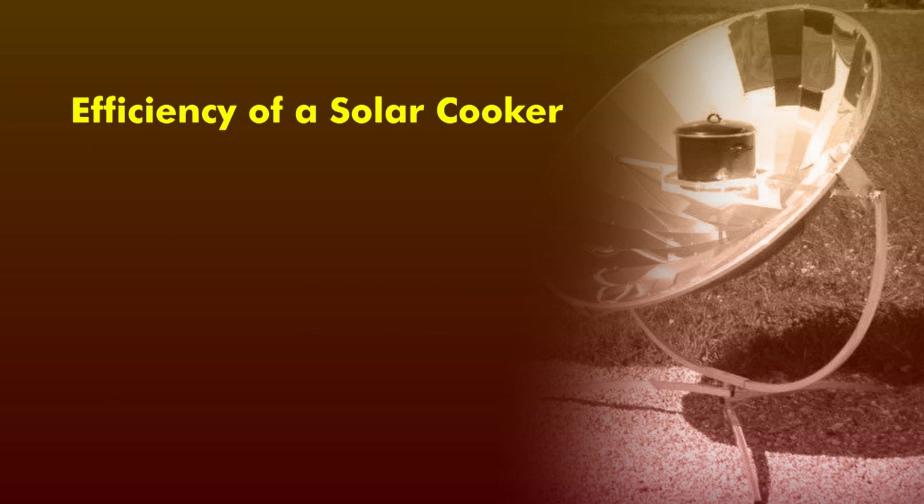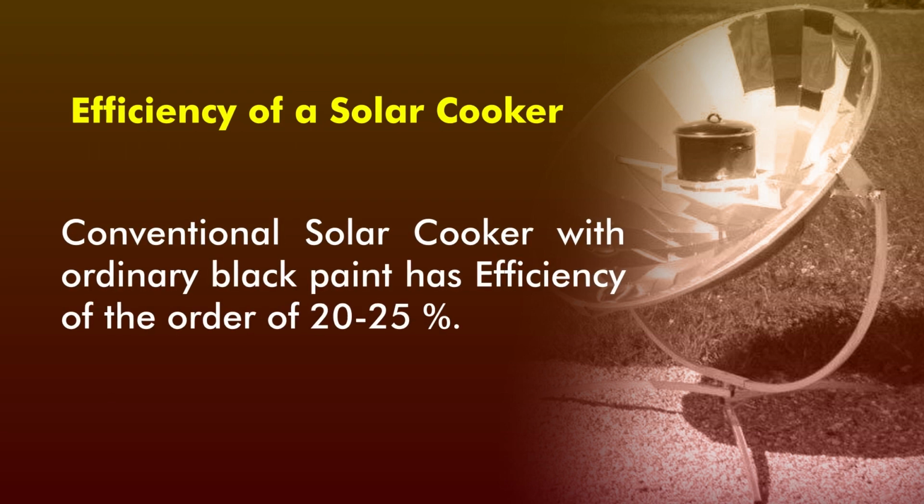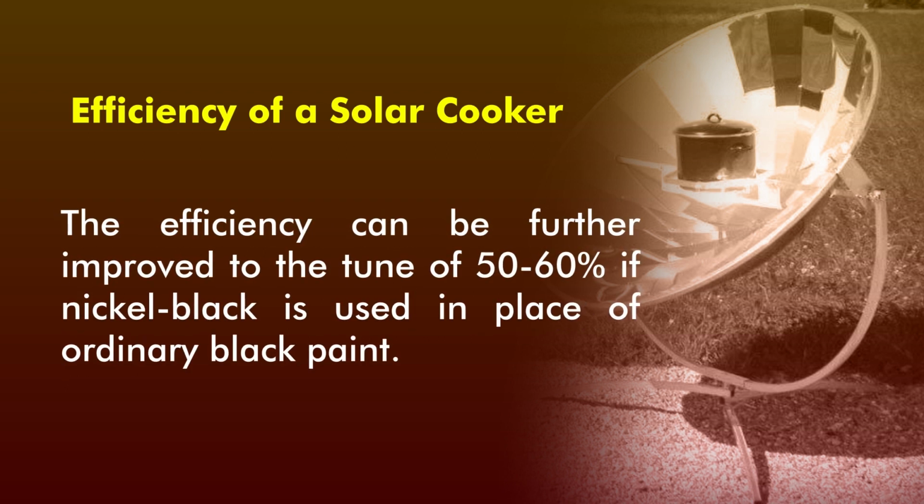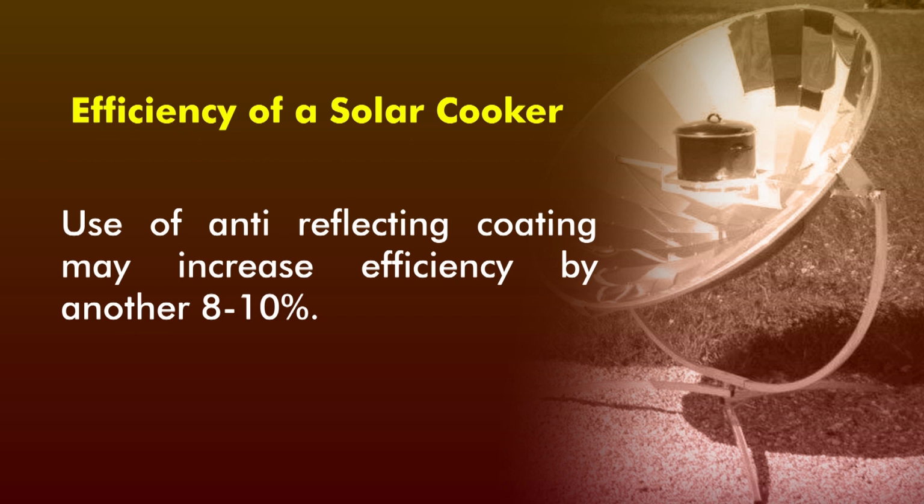Now we will discuss how the efficiency of the solar cooker may be increased. The conventional solar cooker with ordinary black paint has an efficiency of the order of nearly 20 to 25%. It is observed that efficiency can be improved to 30% if selective coating is used in place of ordinary black paint. The efficiency can further be improved to around 50 to 60% if nickel black is used in place of ordinary black paint. Use of anti-reflecting coating may increase the efficiency by another 8 to 10%.